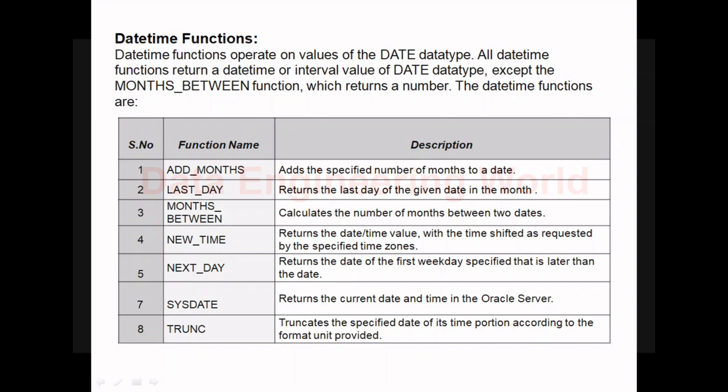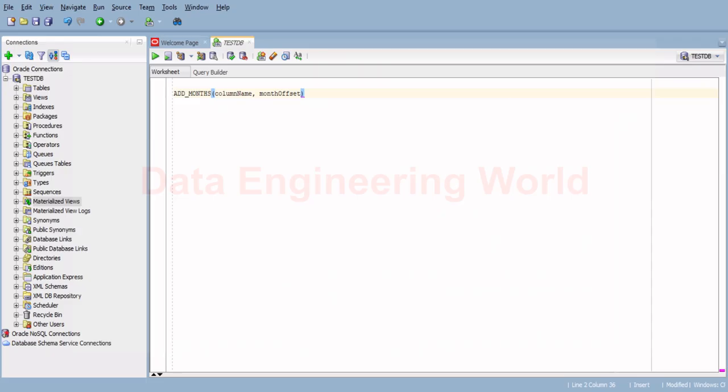Let's look at the syntax of the add months function. So add months takes two parameters as an input. The first parameter is the column name, which is of date data type, and the second parameter is the month offset, which we want to add or subtract from this date column.